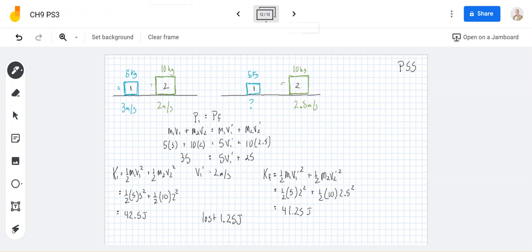The next part says, suppose instead that the 10 kilogram block ends up with a speed of 4 meters per second after. What is the change in total kinetic energy this time? All right, so what we're going to do here is come back here. We have the same structure, but some things are going to be different here.